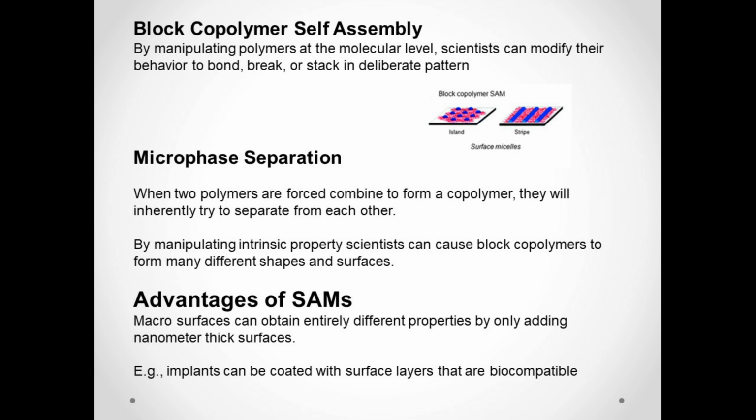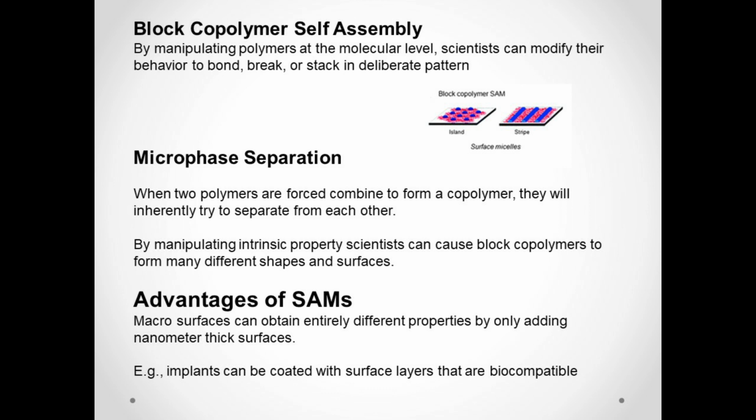On slide 7, it shows the block copolymer self-assembly. By manipulating polymers at the molecular level, we can modify their behavior to bond, break, or stack in deliberate patterns. So we know different types of chemical interaction, we just manipulate it, and then we have different types of block copolymers. For instance, stripe represents a different type of monomer that has been changed into a certain type of polymer. You can see the same thing for the island.